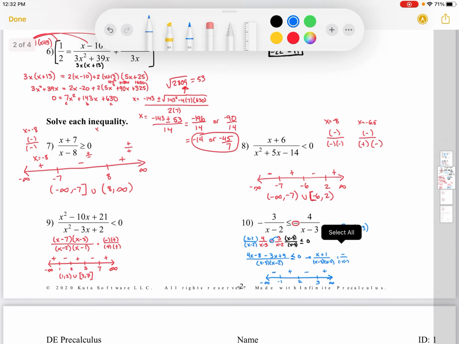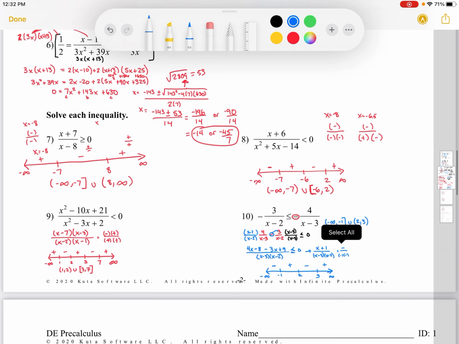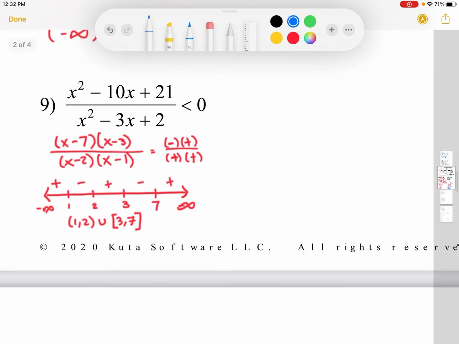Oh, you know what? Actually, for number 9, because this is less than, those should be parentheses. My bad. All right. Thanks.